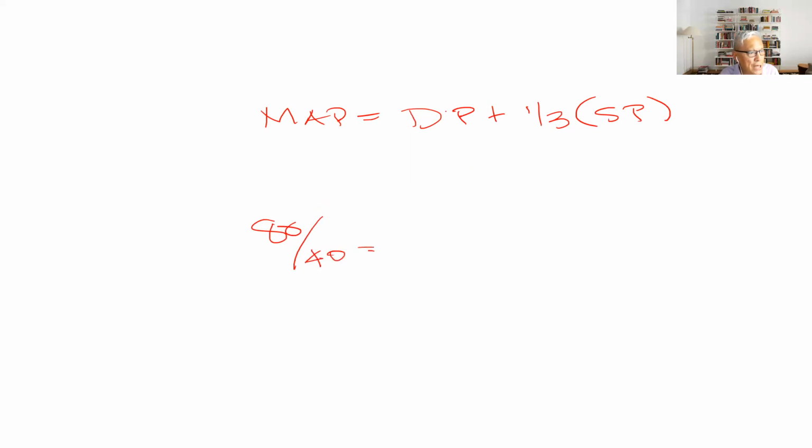So let me repeat that again. Mean arterial pressure is the product of the diastolic blood pressure plus 1/3 of the systolic pressure. Okay, so I want you to solve this. Supposing a patient's blood pressure is 80/40, what would be your mean arterial pressure? Anybody?